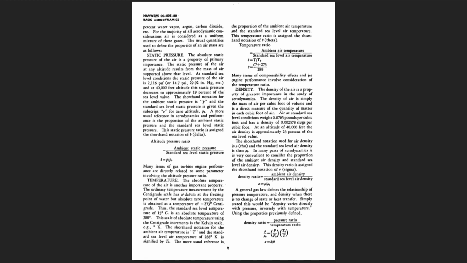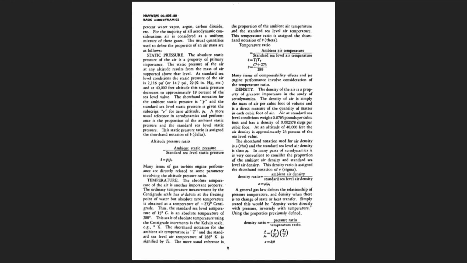Temperature. The absolute temperature of the air is another important property. The ordinary temperature measurement by the centigrade scale has a datum at the freezing point of water, but absolute zero temperature is obtained at a temperature of -273 degrees centigrade. Thus, the standard sea level temperature of 15 degrees centigrade is an absolute temperature of 288 degrees. This scale of absolute temperature using the centigrade increments is the Kelvin scale, e.g., degrees Kelvin.